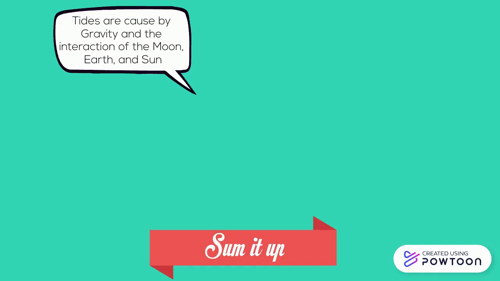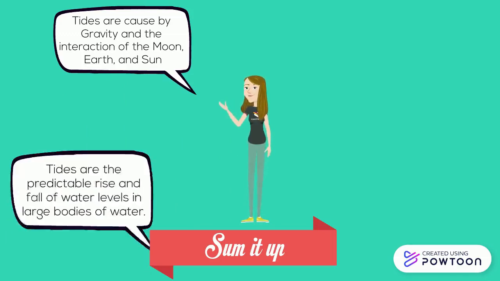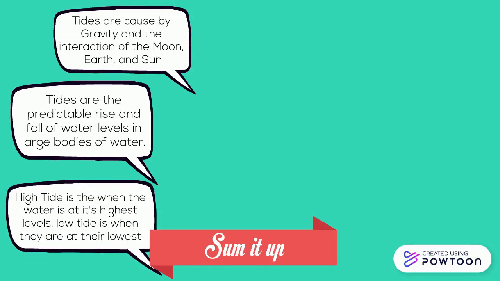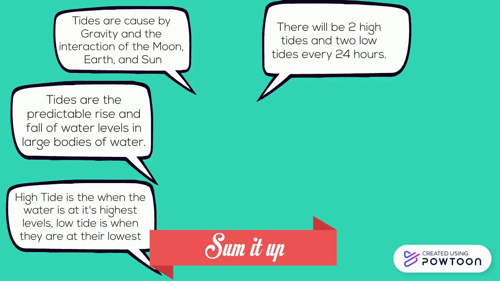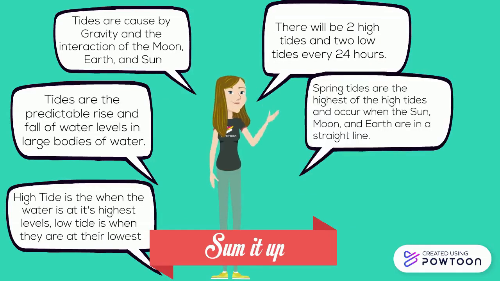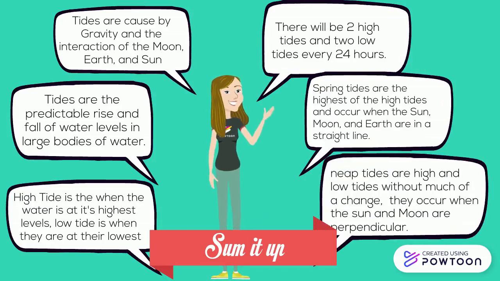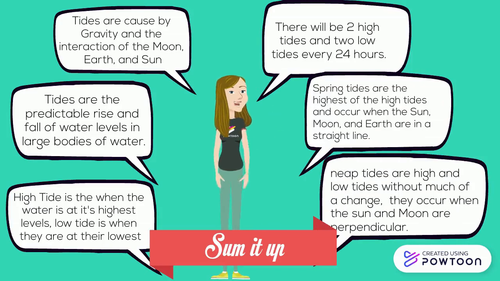Tides are caused by gravity and the interaction of the Moon, Earth, and Sun. Tides are the predictable rise and fall of water levels in large bodies of water. High tide is when the water is at its highest levels, and low tide is when it's at its lowest. There will be 2 high tides and 2 low tides every 24 hours. Spring tides are the highest of the high tides and occur when the Sun, Moon, and Earth are in a straight line. Neap tides are high and low tides without much of a change. They occur when the Sun and Moon are perpendicular.